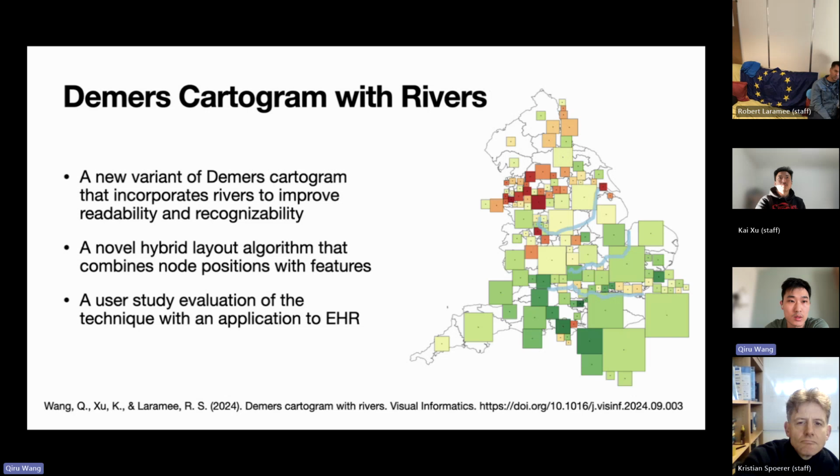Next chapter is Deemer's cartogram with rivers, which is a new variant of Deemer's cartogram that incorporates natural features like rivers to improve readability and recognizability of the data. In this chapter, we explored geospatial visualization and its combination with EHR.